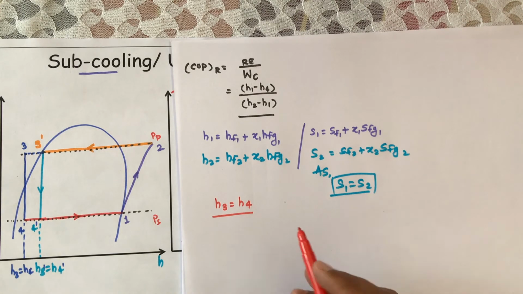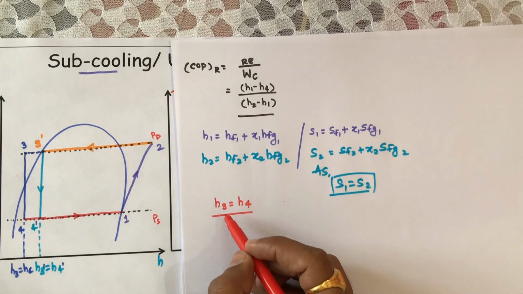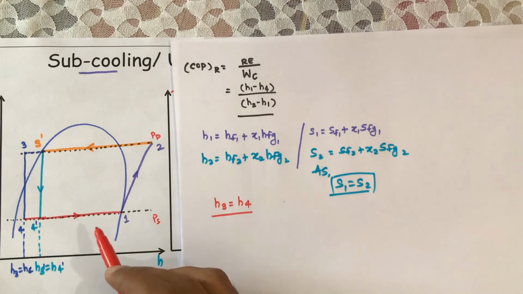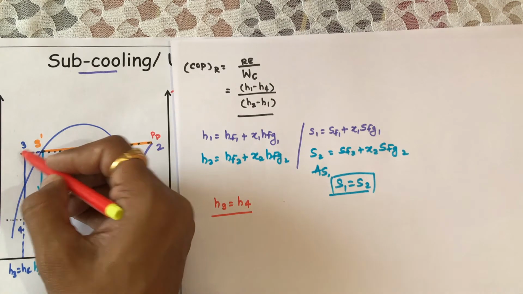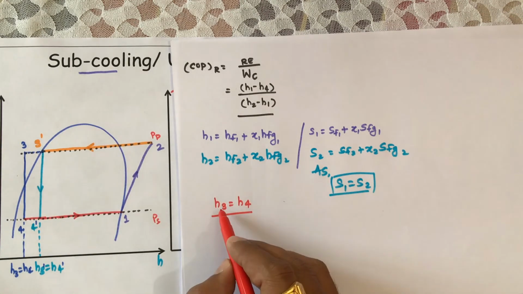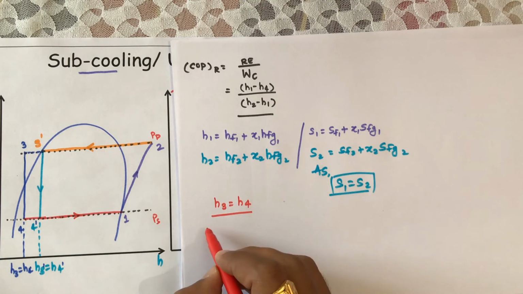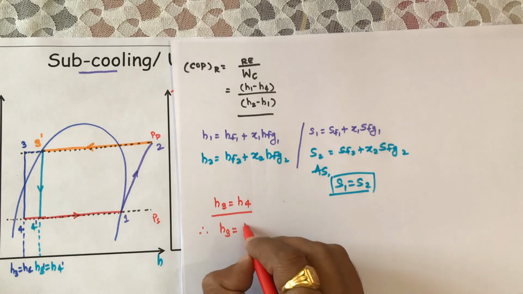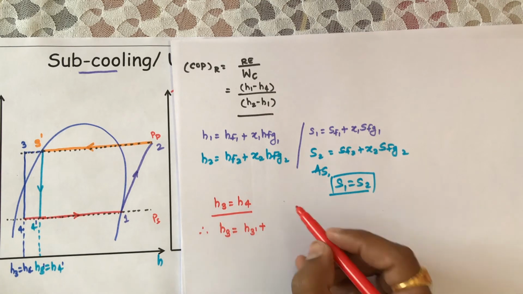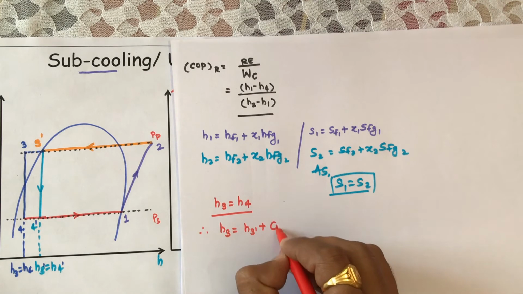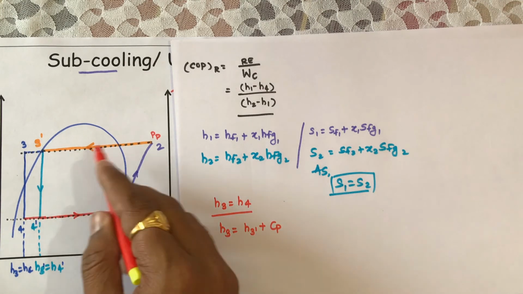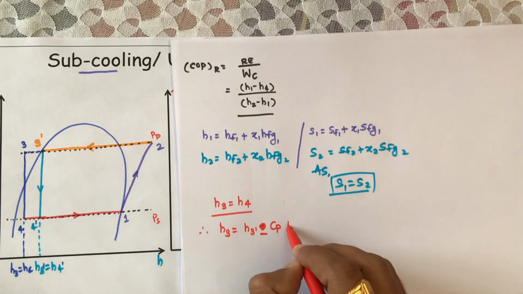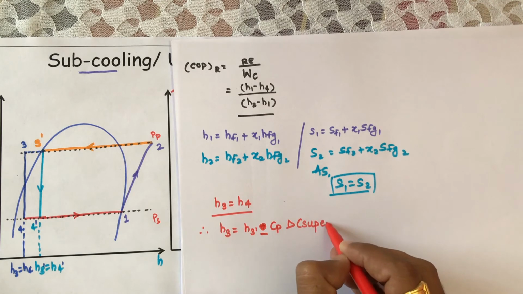But here up till now, how have we calculated H3? H3 directly we have written as H3 is equal to HF3. But in case of subcooling, that point number 3 was on the left hand side of this saturated liquid line. Directly I cannot write H3 as HF3. Then how can we calculate H3? H3 is equal to H3 dash plus, sorry, not plus. Here as it is on the left hand side, I have to use the negative sign. H3 minus CP into degree of subcooling.